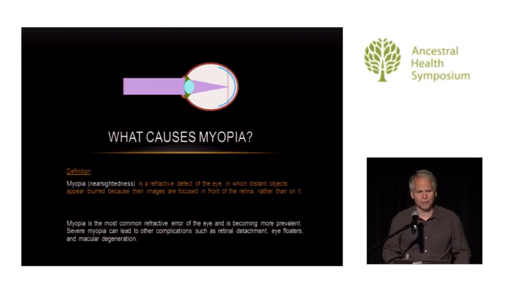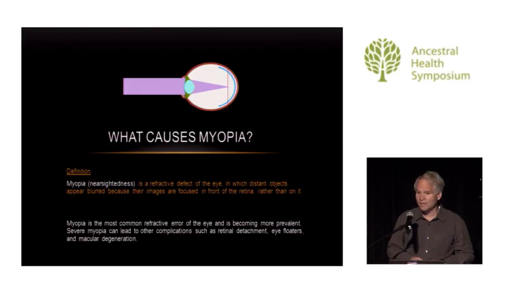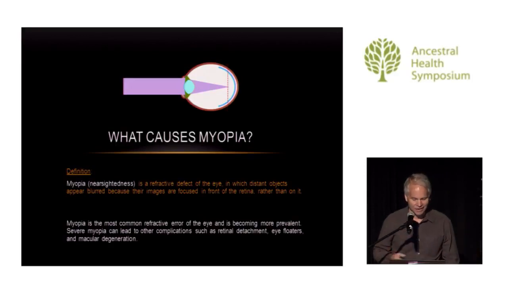So first of all, what is myopia? Well, it's colloquially nearsightedness, and what it is biologically is a refractive defect of the eye where, when you're looking in the distance, distant objects appear blurred because the images are focused in front of the retina rather than on the retina. It's really a very common disorder, probably the most common refractive error of the eye, and it's becoming more prevalent. And severe myopia can lead to macular degeneration, cataracts, eye floaters, retinal detachment in serious cases. So it's something to be concerned about.